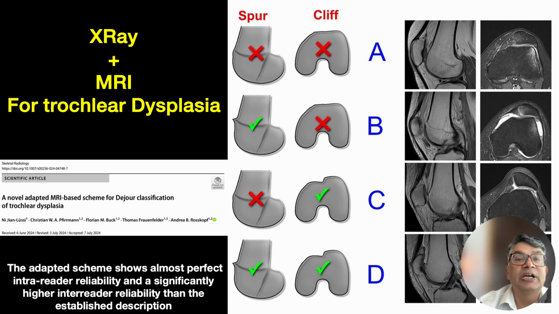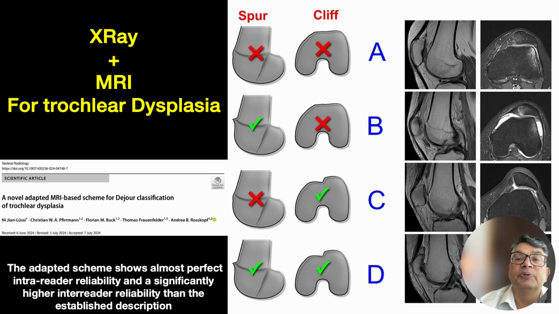So it depends upon the spur and the cliff. If there is no spur, no cliff, this is type A, Dejour type A. If there is only a spur, no cliff, it is type B. If there is no spur, only a cliff, then it is type C. And if there is both a spur and a cliff, it is type D. So based upon this, I classify them into Dejour A, B, C and D.